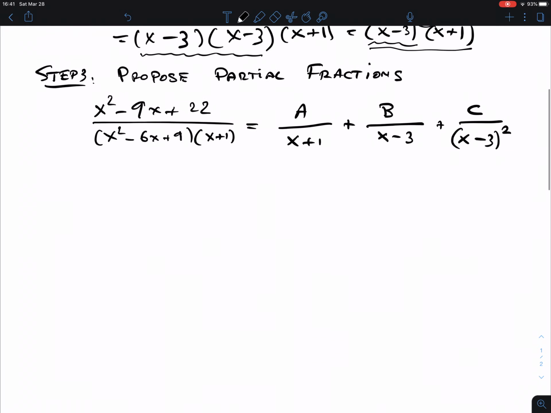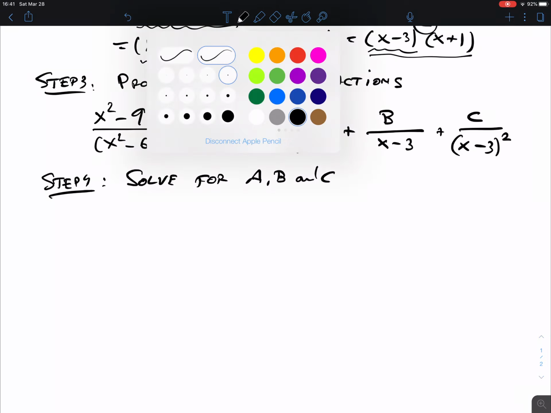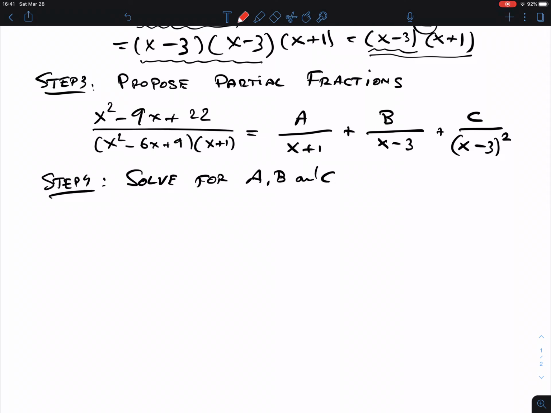Okay, so now step 4 is to solve. Solve for A, B, and C. Okay, and that one is a couple of steps we do. The first thing is to, in the equation that we have, multiply everything with the common denominator. So here we multiply with x squared minus 6x plus 9 times x plus 1 on this side, and the same here. But here we use a factored form. It's of course easier now to factor, then we can cancel.